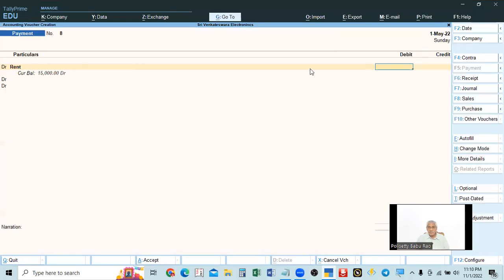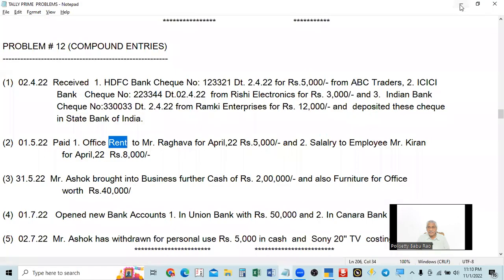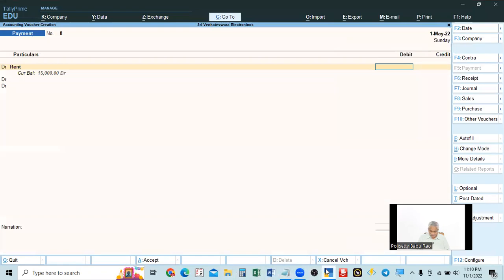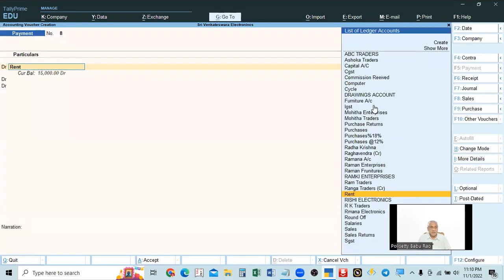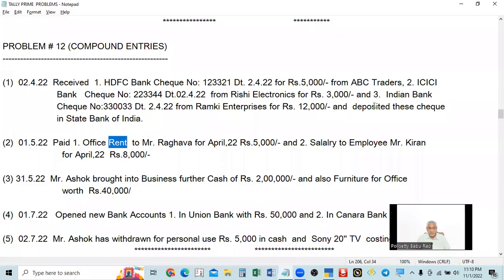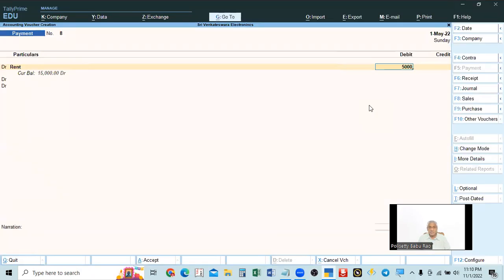So rent, first of all, you have to pay rent. Rent, one minute, it is asking for a higher classification. We should not give the classification, it is not there. Previously I enabled this, so make it no. Okay, so here, paid rent, what is the amount paid? Rent is 5,000 rupees.